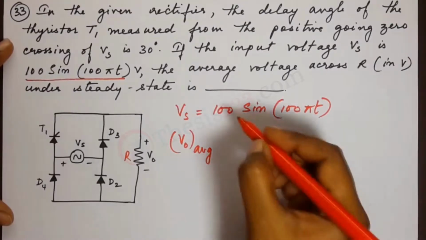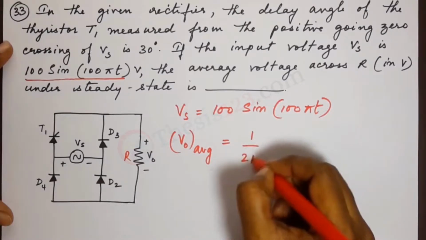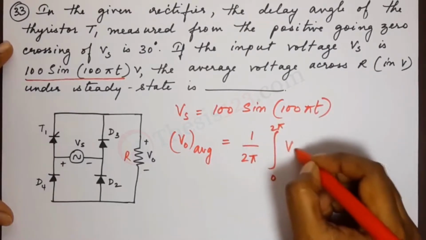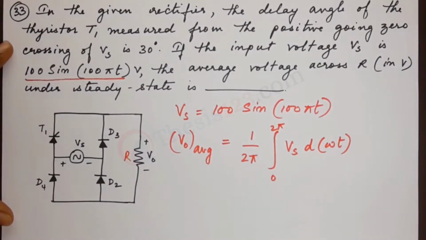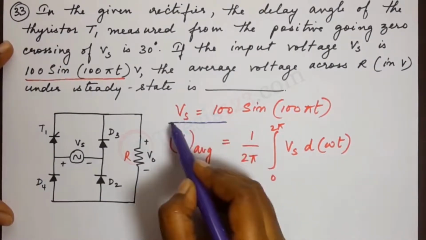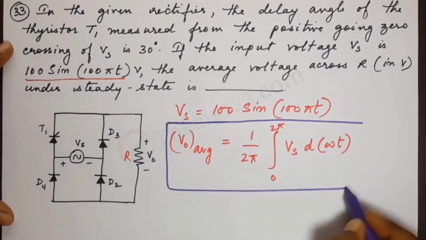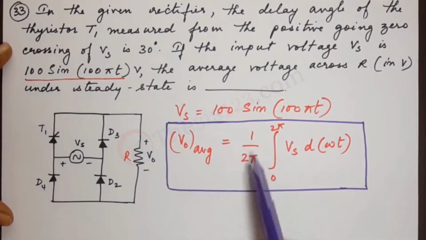Now the average output voltage for such a circuit is written as 1 by 2 pi integral of 0 to 2 pi Vs d omega t. So here is a formula that can be used quite often. Now since we have a rectifier, this equation applies here. V0 average equals 1 by 2 pi integral of 0 to 2 pi Vs d omega t.